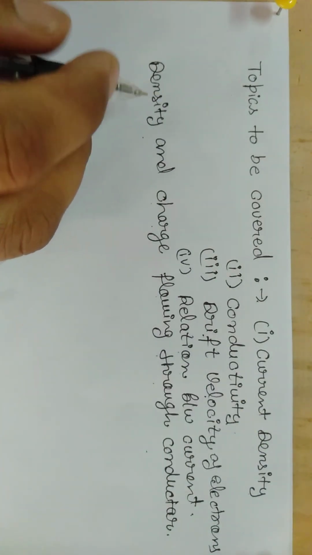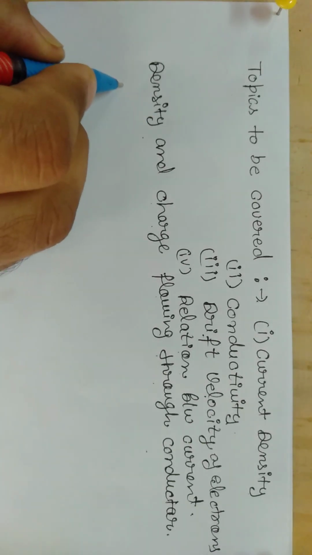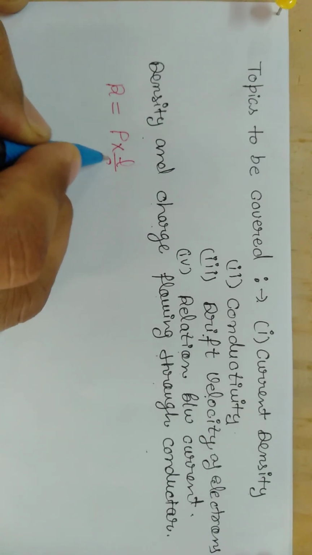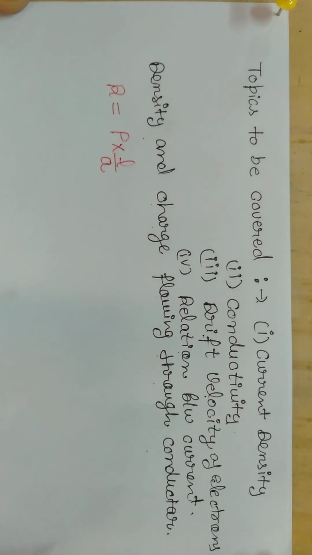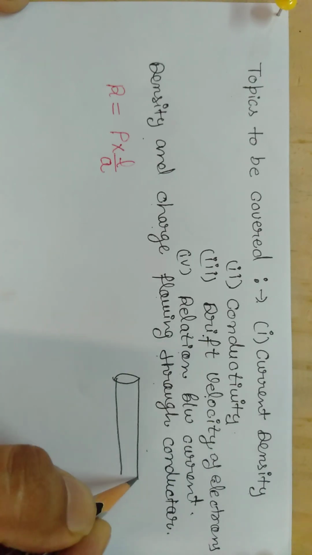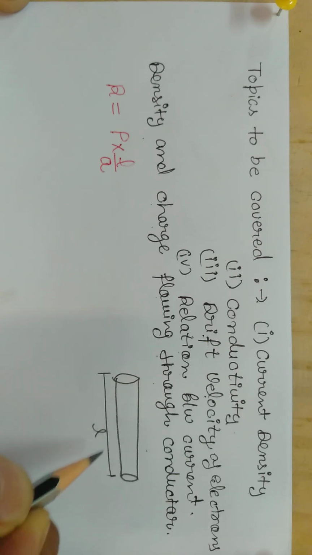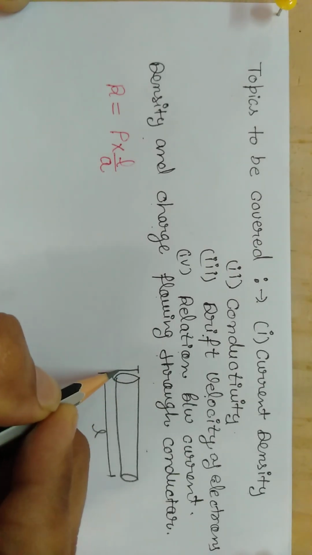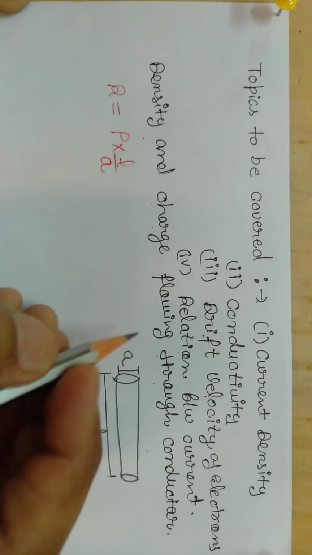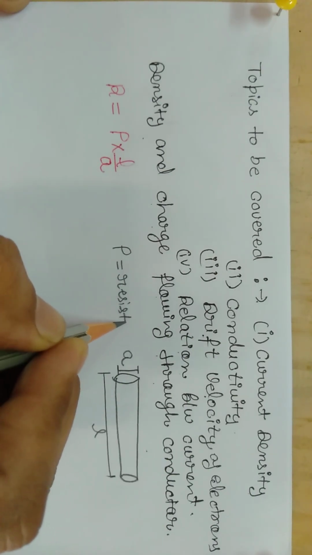So in the previous lecture, we have done that the resistance is equal to rho into L upon A, where L is the length of the conductor. Here we have the conductor, and this will be the length of the conductor, and A will be the area of cross section, and rho will be your resistivity.